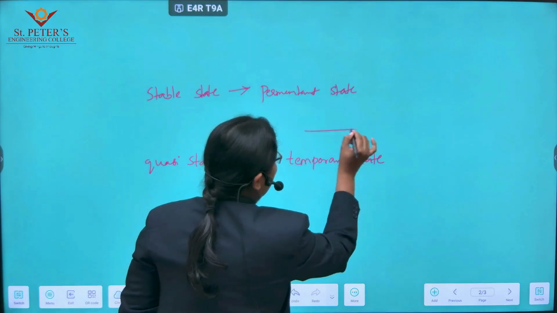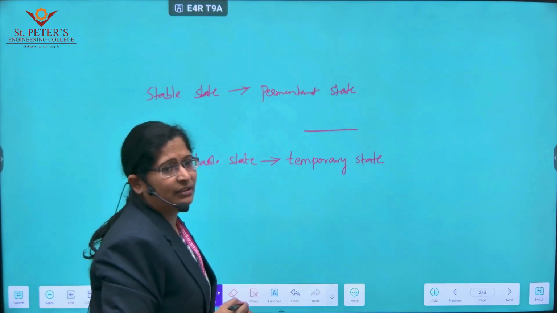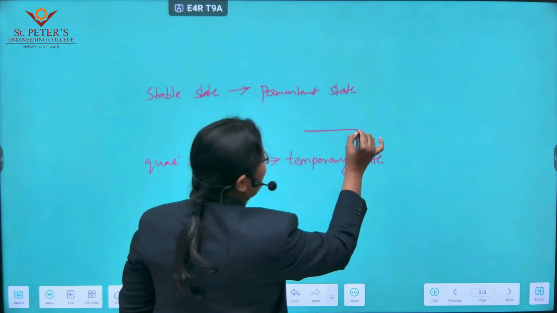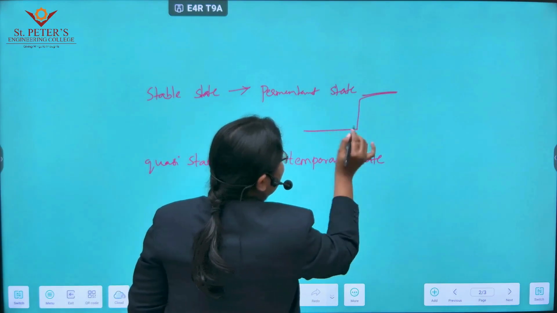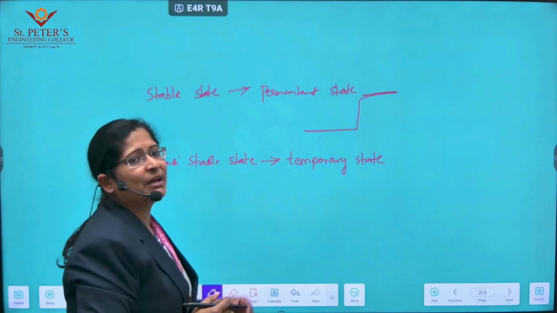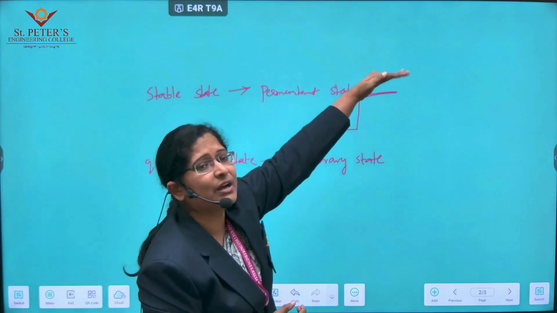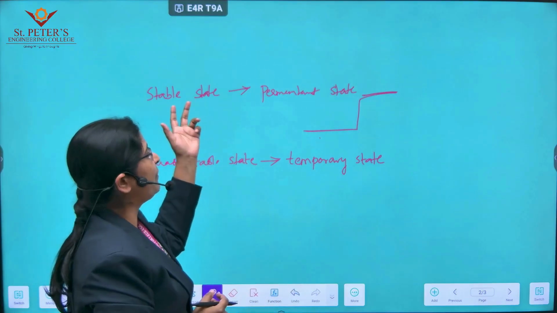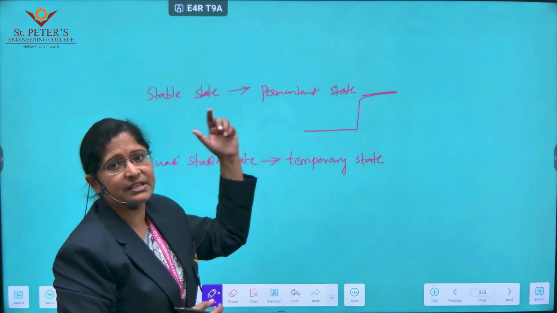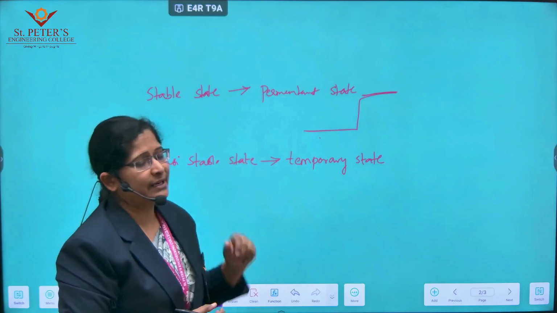Suppose the multivibrator is at this level. In order to change the state from here to here, we need to apply some external triggering, and only then will it change from one state to another. That type of state is called a stable state or permanent state.